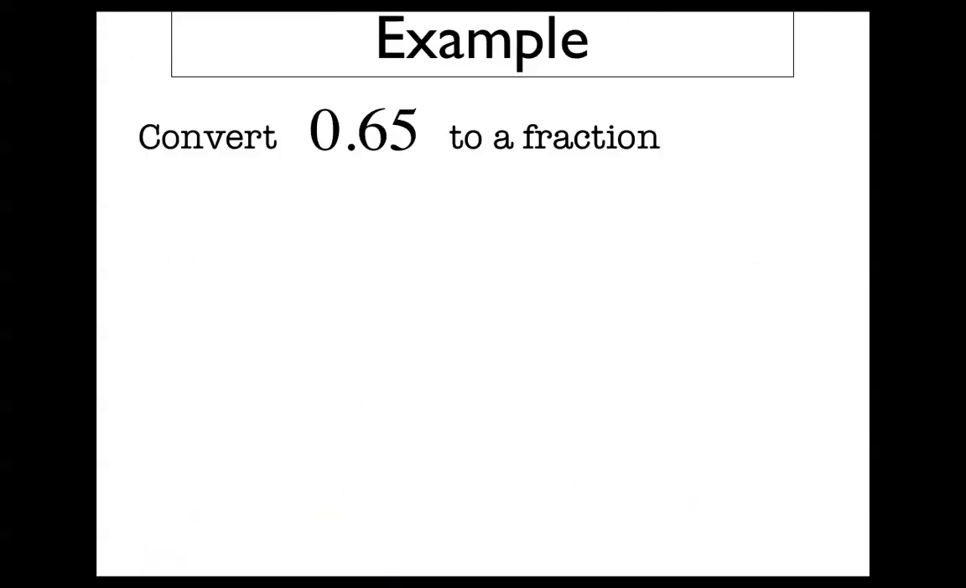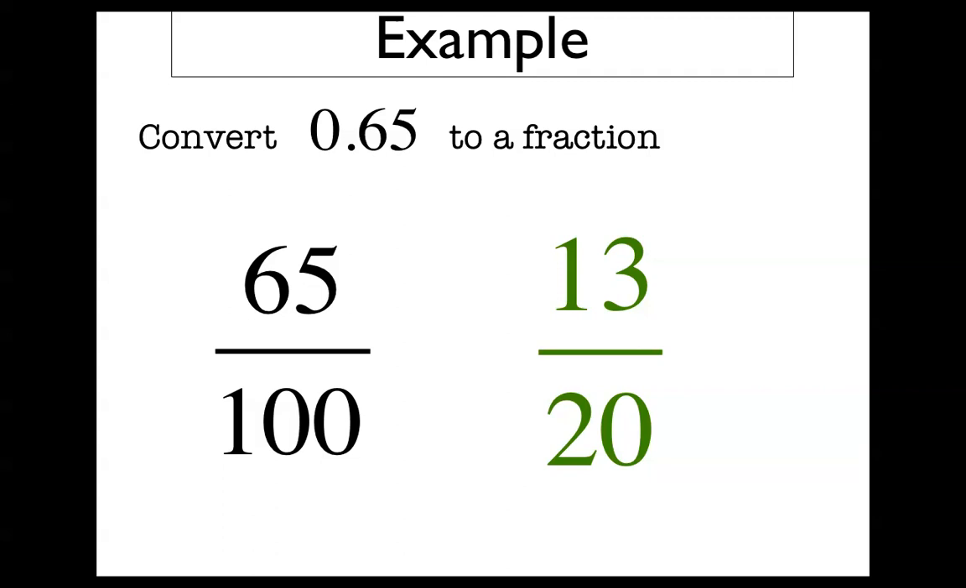If you have 0.65 and you're going to convert it to a fraction, what would you have? The answer is 13/20. Wait a second. There's no 13. There's no 20 in that problem. How the heck did we get 13/20? Here's how. 0.65 is 65 hundredths, but you can reduce this one by dividing the top by 5, dividing the bottom by 5, and voila, you have 13/20.